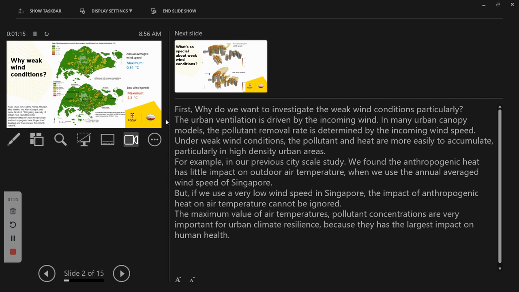For example, in our previous city-scale study, we found that the anthropogenic heat has little impact on the outdoor air temperature when we use the annual average wind speed of Singapore. But if we use a very low wind speed in Singapore, the impact of the anthropogenic heat on the air temperature cannot be ignored. The maximum value of air temperature and pollutant concentration are very important for the urban climate resilience because they have the largest impact on human health.